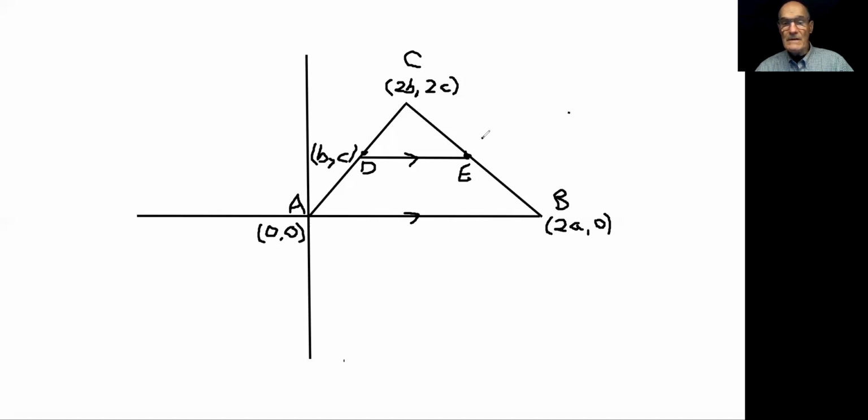Now over here at E, if we do the same thing, now notice we have 2b plus 2a divided by 2, so that's going to be a plus b. And then, of course, 2c plus 0 is 2c, and we divide by 2, and we get c. So now I have the coordinates of each one of these. I have the coordinates of DE, and I have the coordinates of AB.